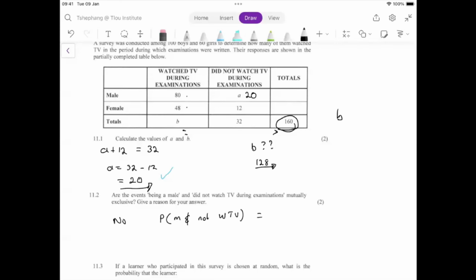It must be equal to 20 over what? Over the total, which is 160. The total is 160. Not only the total for male, but the overall total, the sample space. And this is not equal to 0. Okay. Just like that, you've scored another 2 marks.